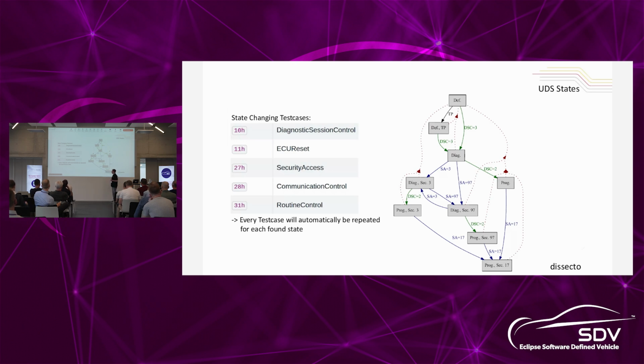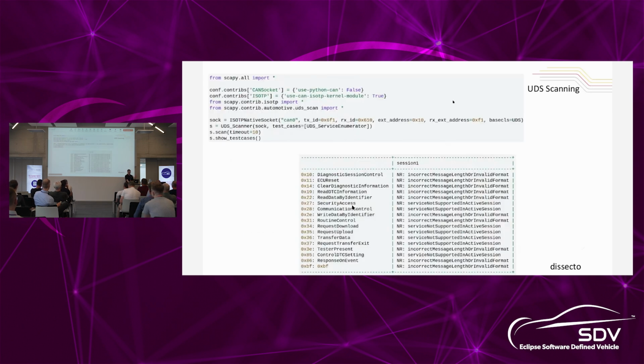When we have communication control, which is proprietary, some OEMs require it, and then we'll give different answers. And when we have, of course, routine control, and this list is not complete, we have, for example, also security access and the new authenticate service. And the idea behind the scanner is that before we do the scan, for example, for every service that's available, we first try to build a state picture of the ECU.